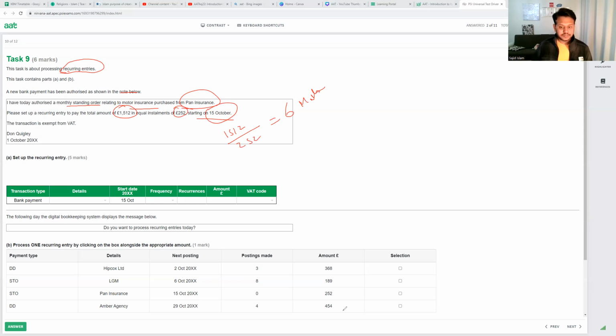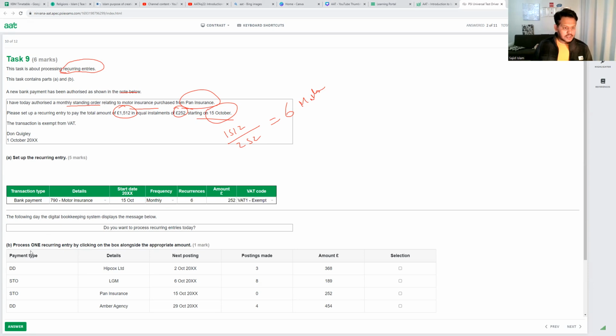So let's have a look. We have detail type. What is it? It's the motor insurance. And then frequency, monthly. For how many months? Recurrence for 6 months. Amount is very simple, 252. VAT, no VAT, it is exempt. That's it.